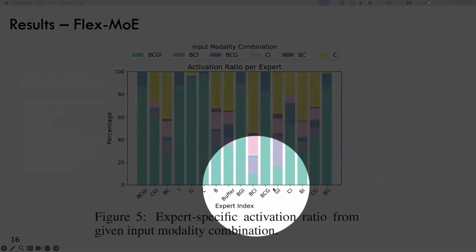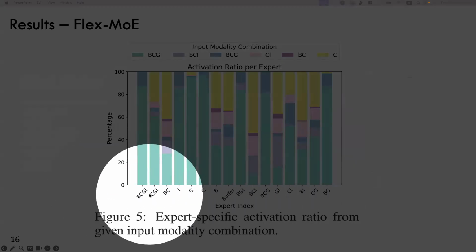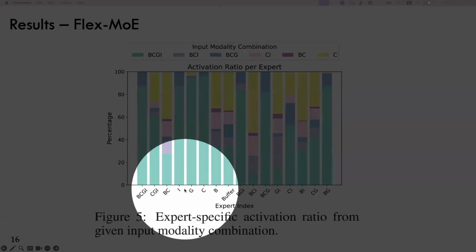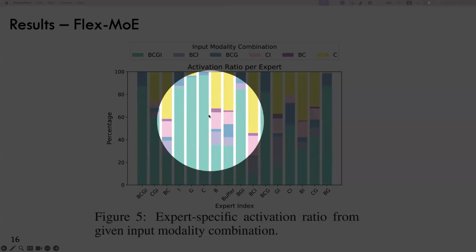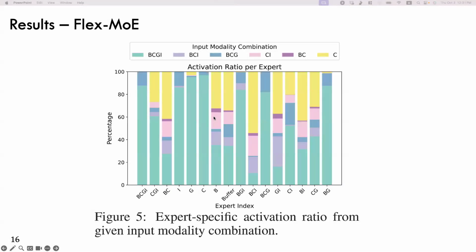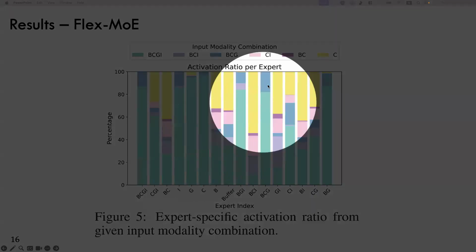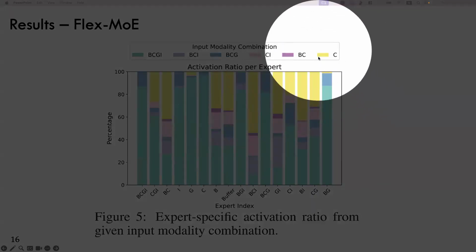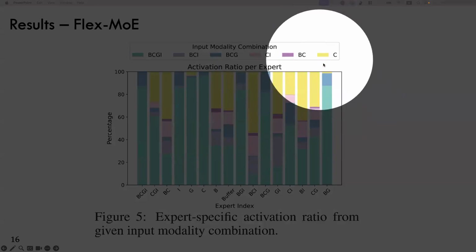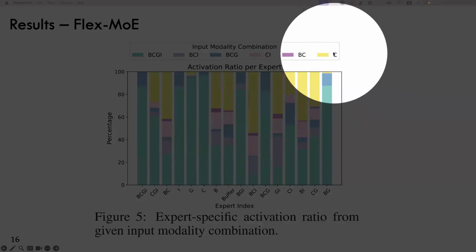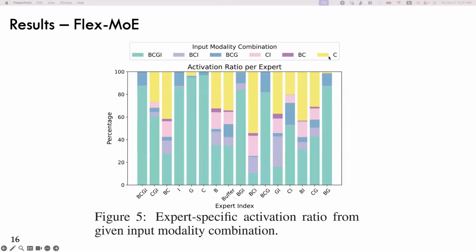The x-axis is the different experts. IGCB means the expert for all 4 modalities of information. I means only the imaging data. G means it only deals with the genomics data. And for example, we care about clinical notes. Whenever we have patients with only clinical notes or clinical information, we hope it can activate the expert that deals with the clinical knowledge.